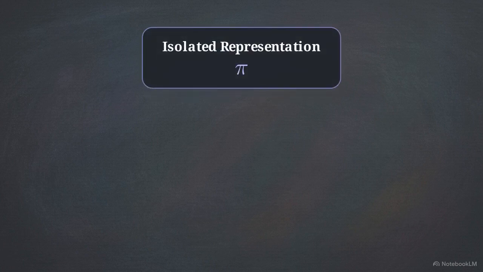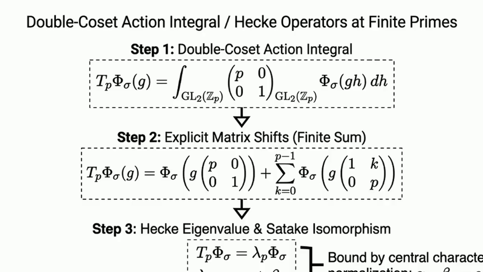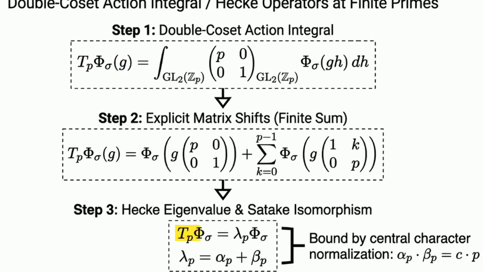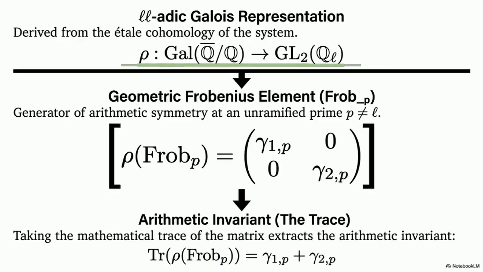To verify the map's stability, we track the isolated representation across 2 simultaneous tracks, the harmonic side and the arithmetic side. On the harmonic side, we evaluate the local Hecke operator at a finite prime. The trace of this matrix action yields our Hecke eigenvalues, which the Satake isomorphism expresses as a sum of local parameters. Simultaneously, on the arithmetic side, we derive an L-adic Galois representation. Evaluating this at the geometric Frobenius element gives us a matrix image, and its trace provides our arithmetic invariant.